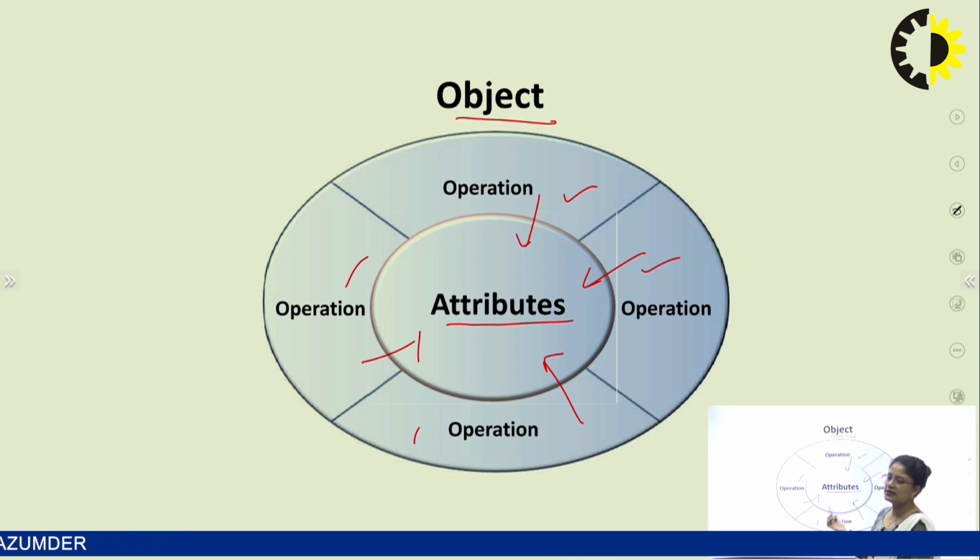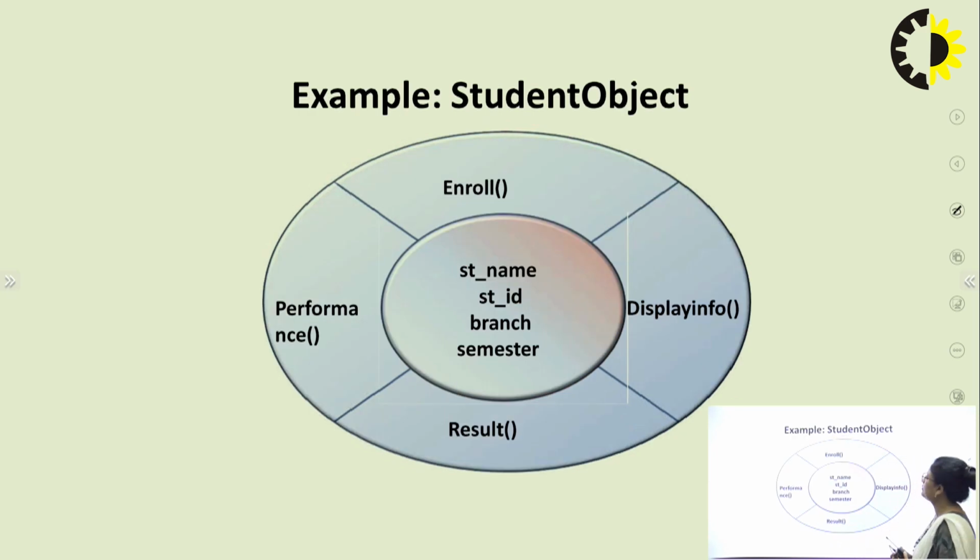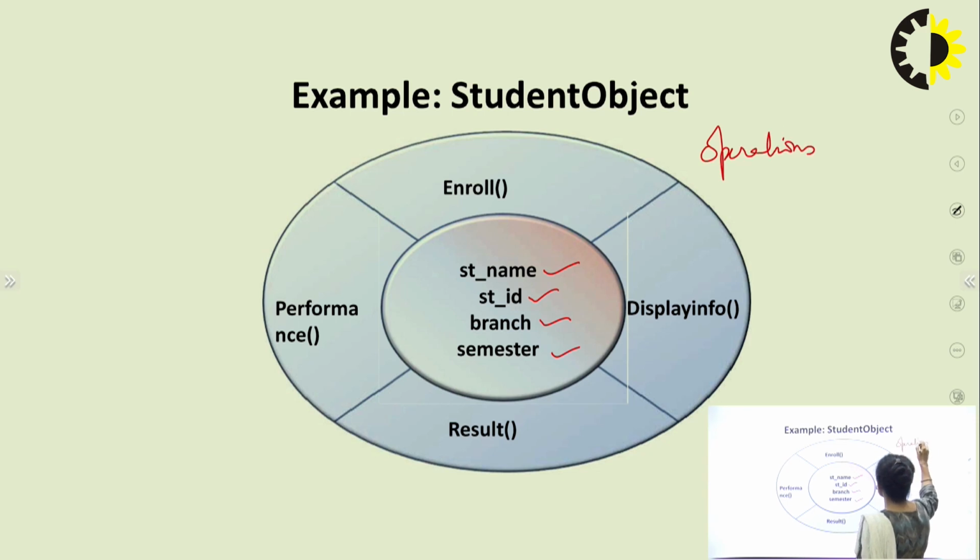So, an instance of a class. If a class has attributes, an object of that class will obviously have those attributes, and a set of operations which work on them. Let us take an example of a student object. A student object has attributes like student name, student ID, the branch of the student, and the semester of the student. Next are the operations performed by the student object, meaning operations which work on the attributes of that particular object.